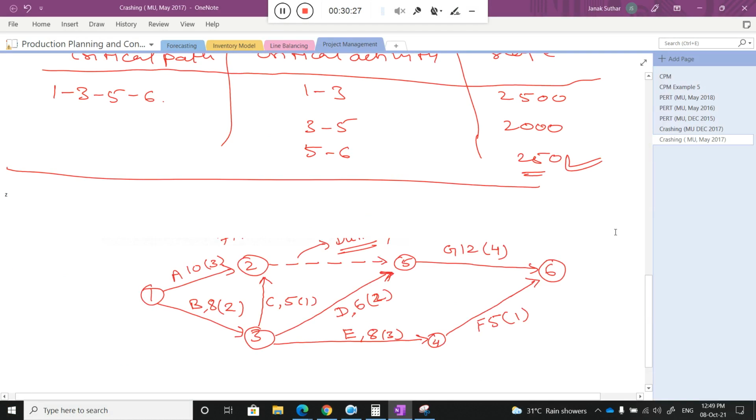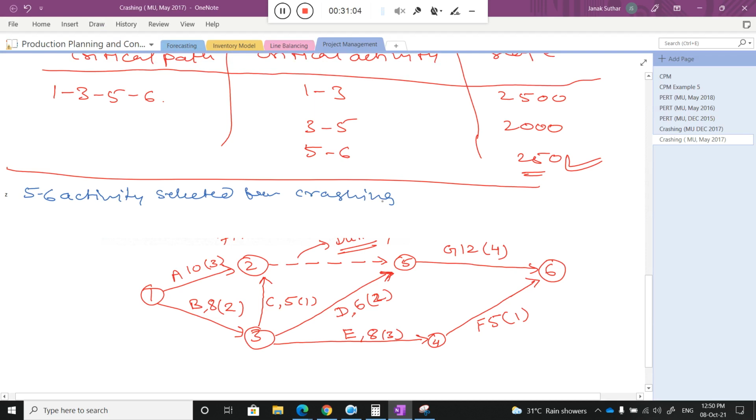Now this particular activity G I want to reduce. I changed the color so you can understand what is actually going on. So now I reduce this activity G. I just write one line here, 5 to 6 activity, that is the activity G, selected for crashing, because it is the least expensive. I am not writing all the things here.